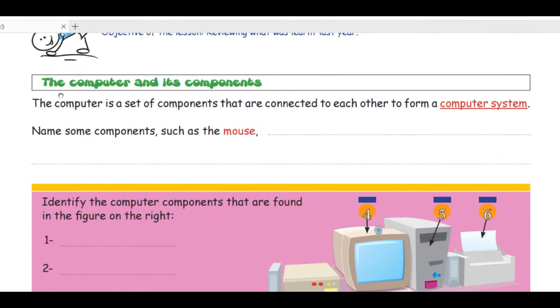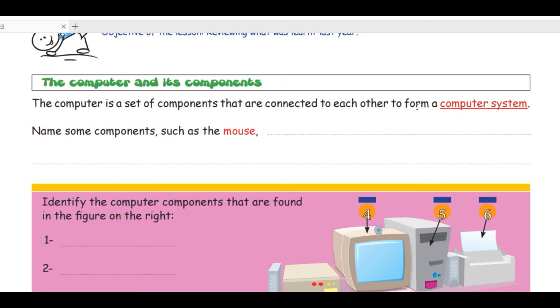It's a set of components that are connected to each other to form a computer system. And here you remind your students that a computer is formed of three elements: input device, output device, and the system unit or the case. And all are connected together with wires.